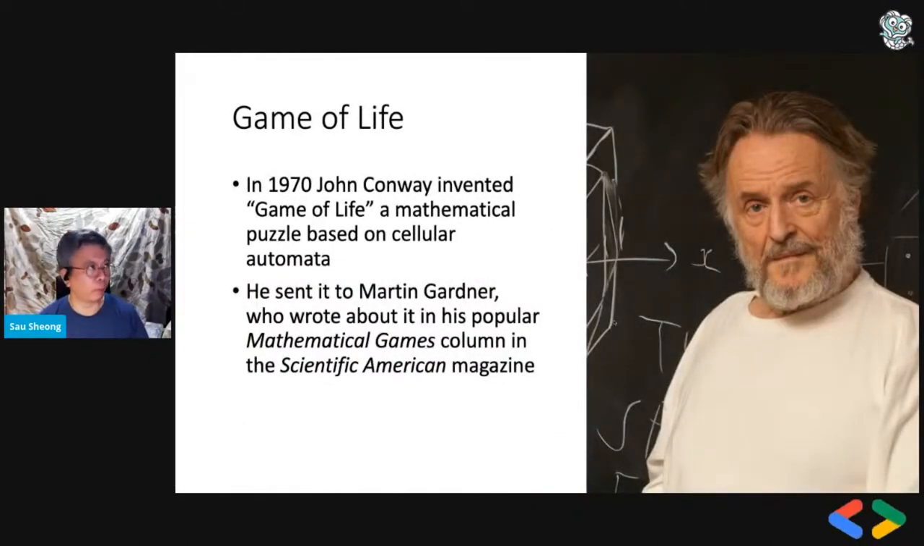One of the more popular ways that people interact with cellular automata is this thing called the Game of Life, right? It's basically a simulation. It started off as a mathematical puzzle based on cellular automata, invented by the mathematician and programmer John Conway. Very unfortunately, he passed away recently, a couple of months ago. But this is one of his greatest legacies, and it was first published in Martin Gardner's Mathematical Games column in the very famous Scientific American magazine. I'm not sure how many of you still read Scientific American, but it is a pretty amazing magazine, and Mathematical Games was also a very popular column at one point in time.